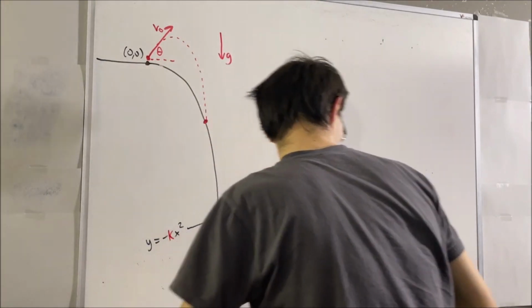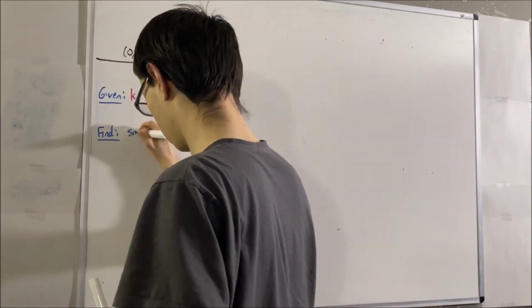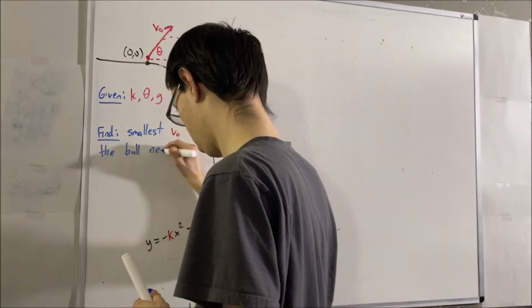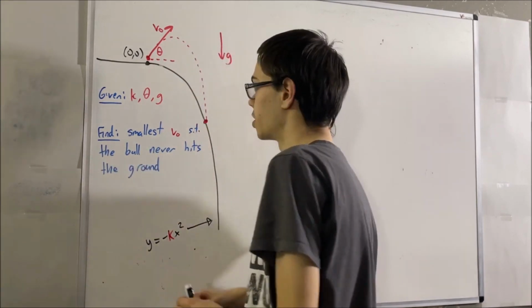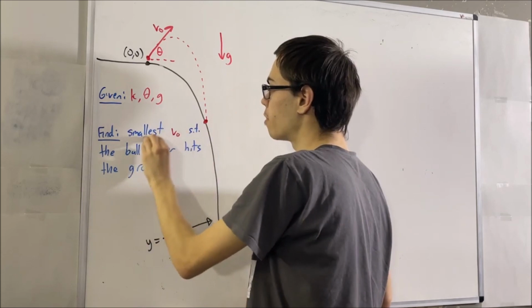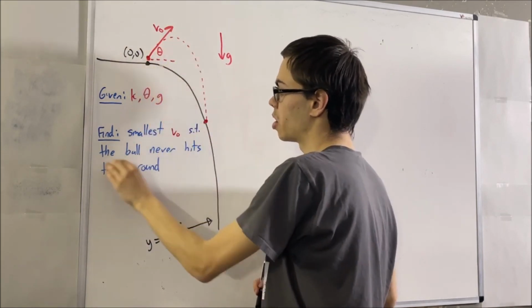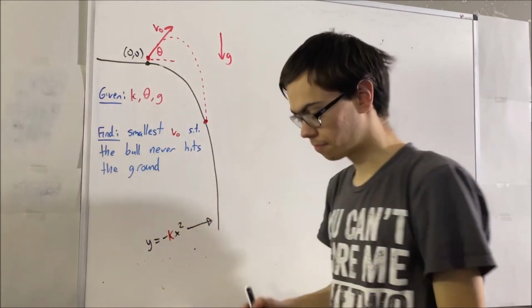Here's the question we're going to answer in this video. Given k, theta, and g, find the smallest initial speed that we kick the ball at, such that the ball never even hits the ground.